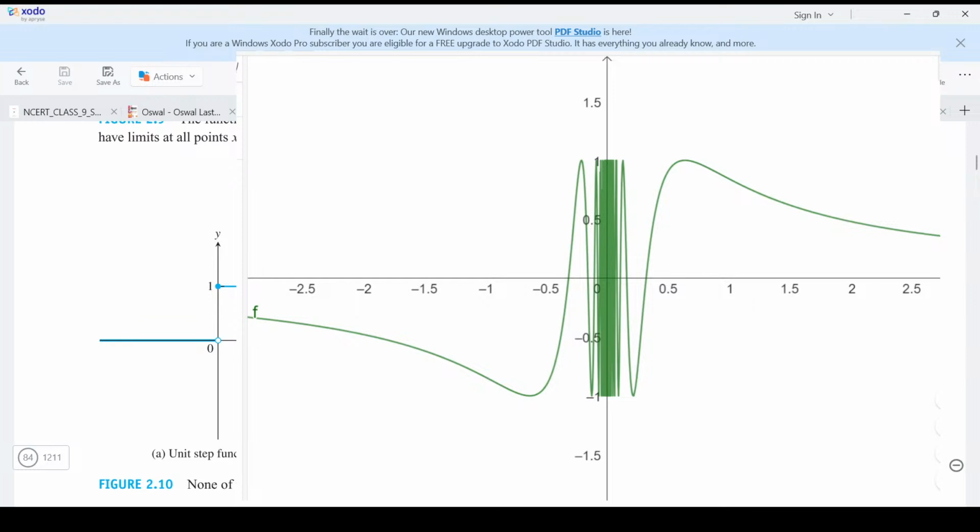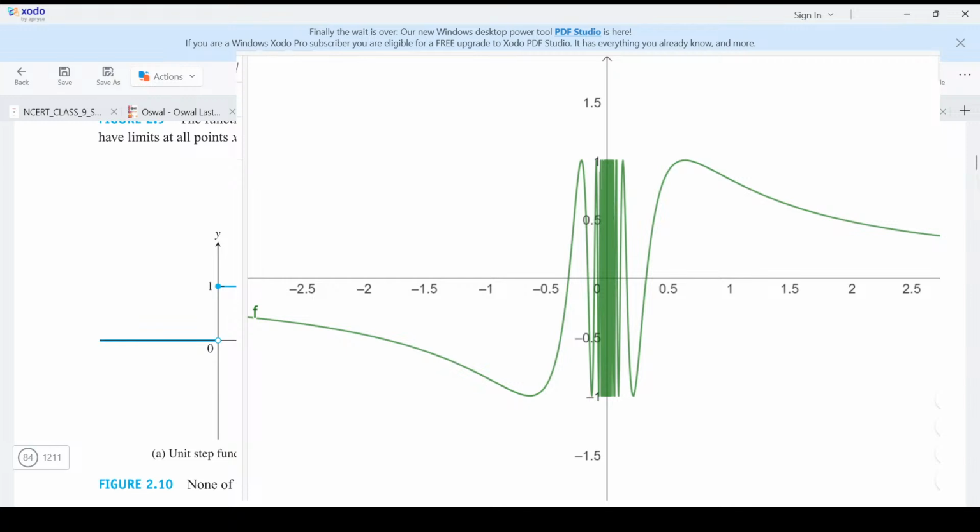There is a function approaching, let's say, the value 3, and there is another function approaching, let's say, the value 1. The function need not be defined at this particular value. Let's say this is at 5. f of 5 is not defined, but the limit as x tends to 5 exists. This is 1 and this is 3. Agreed?